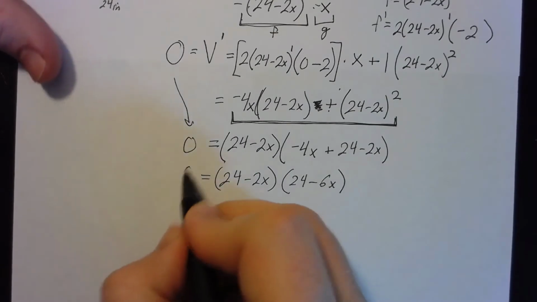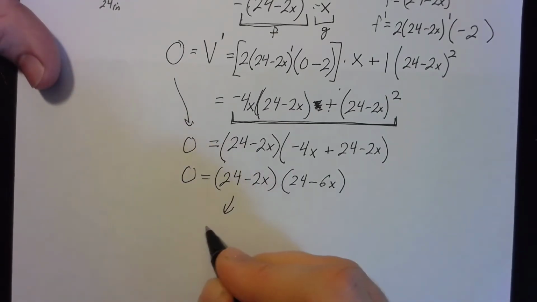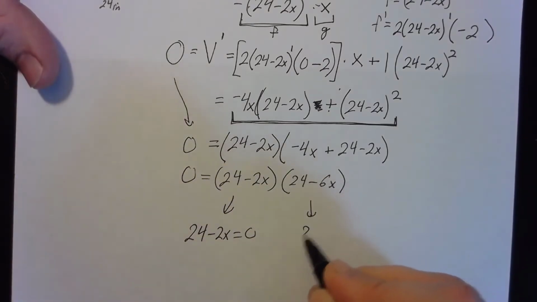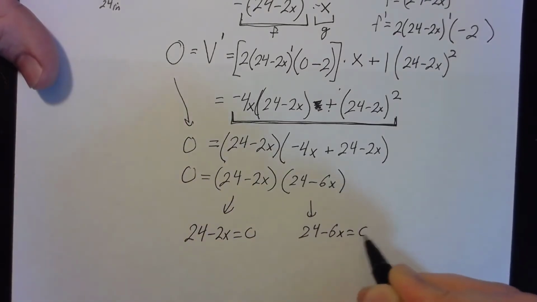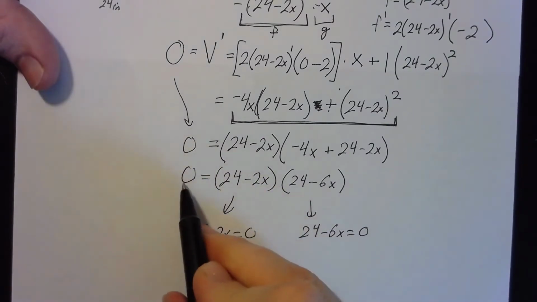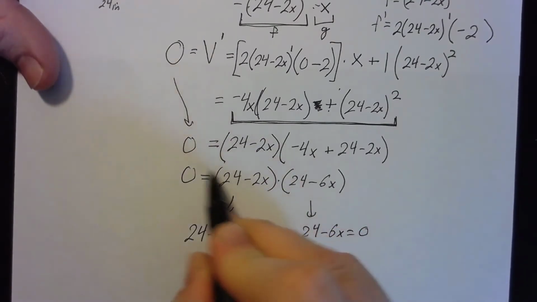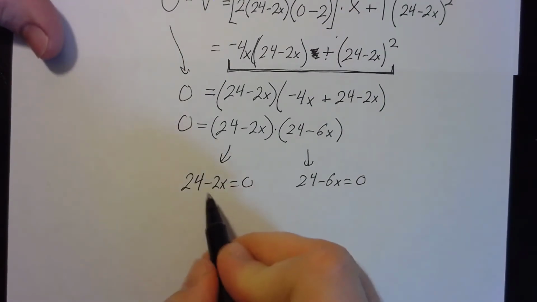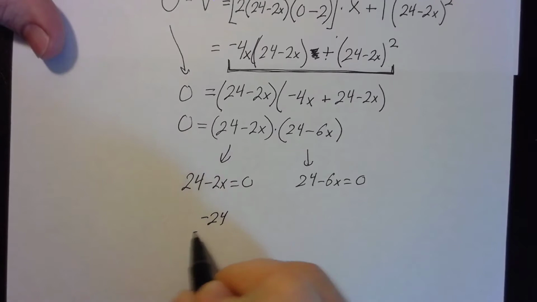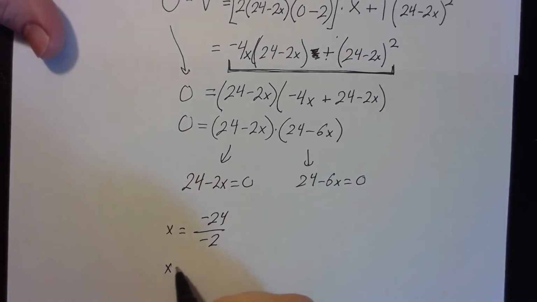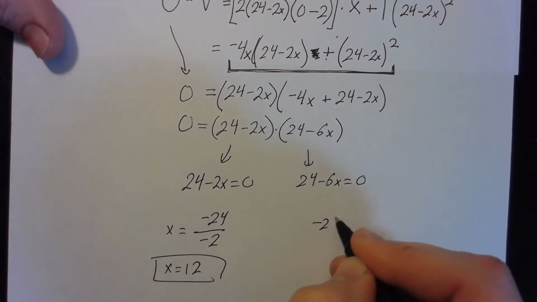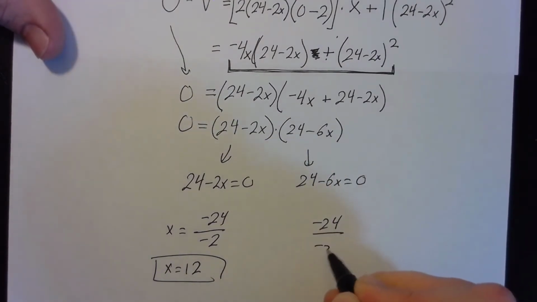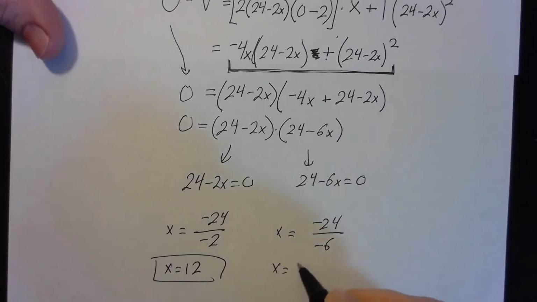So with both of these identified, I'm going to set each piece equal to 0 and solve. Because anytime I'm trying to solve an equation, I will always set each piece that is multiplied together equal to 0. A multiplication of two factors equal to 0. I will set each factor equal to 0 and solve. This will provide me, when I solve, a negative 24 divided by a negative 2, in which case x is equal to 12. Or, over here, I'll subtract the 24, and I'll divide by a negative 6, and I will get x is equal to 4.